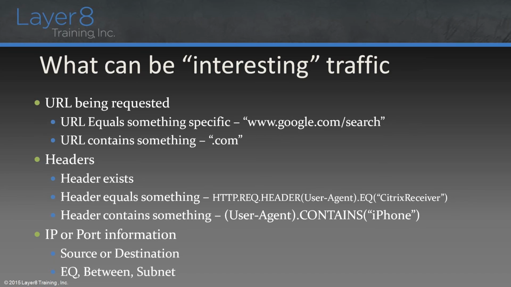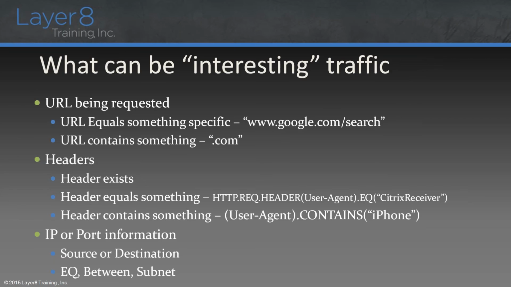Okay? And then I threw in an example here of contains. So instead of saying it equals something very specific, I could go contains iPhone. And then you've got different versions of iPhone. You've got all the different versions of iOS and things like that. Here it doesn't matter. As long as I see the word iPhone, that's interesting. And then I can build a policy off of it and go in and do something.